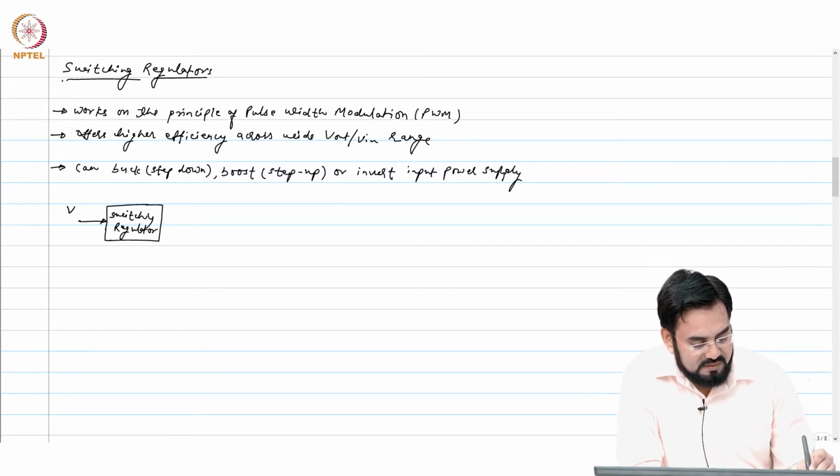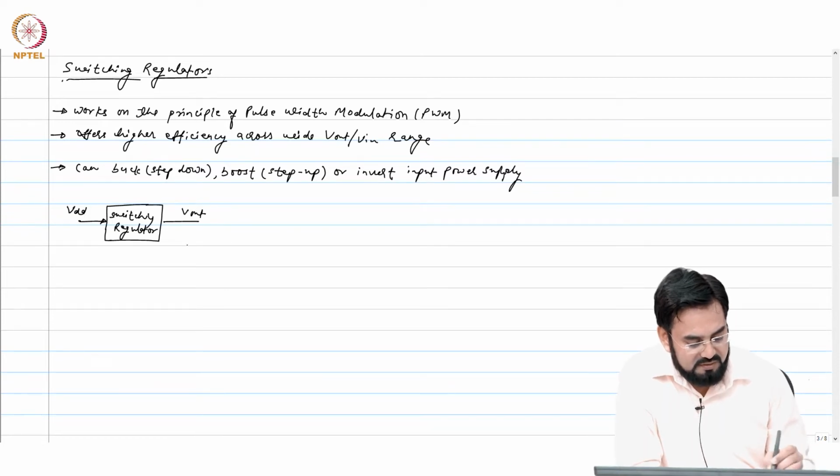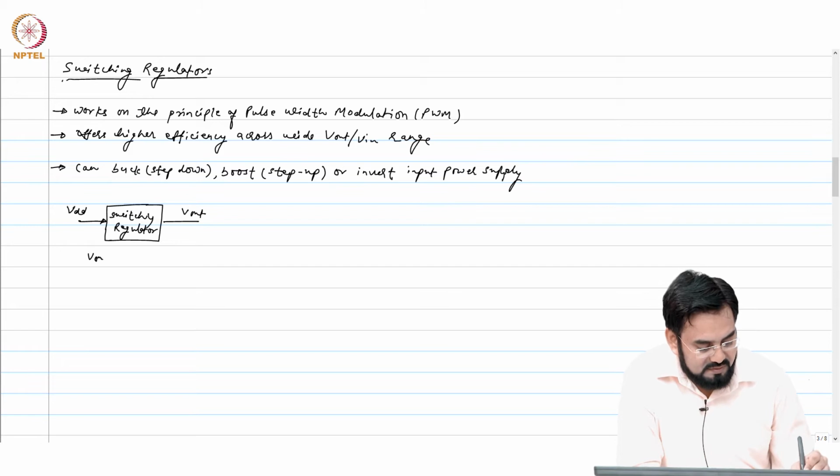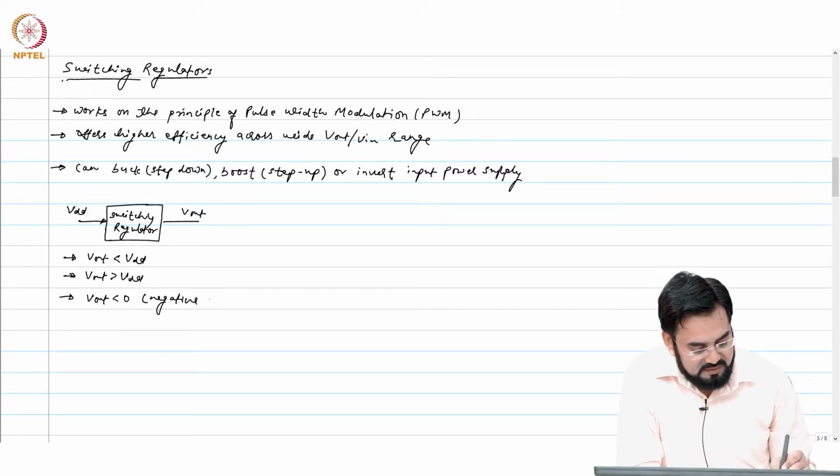Okay, which means if you have a switching regulator, and if this is your VDD and this is your V out, V out could be less than VDD, V out could be greater than VDD, or V out could be less than 0, which is negative, or inverting.